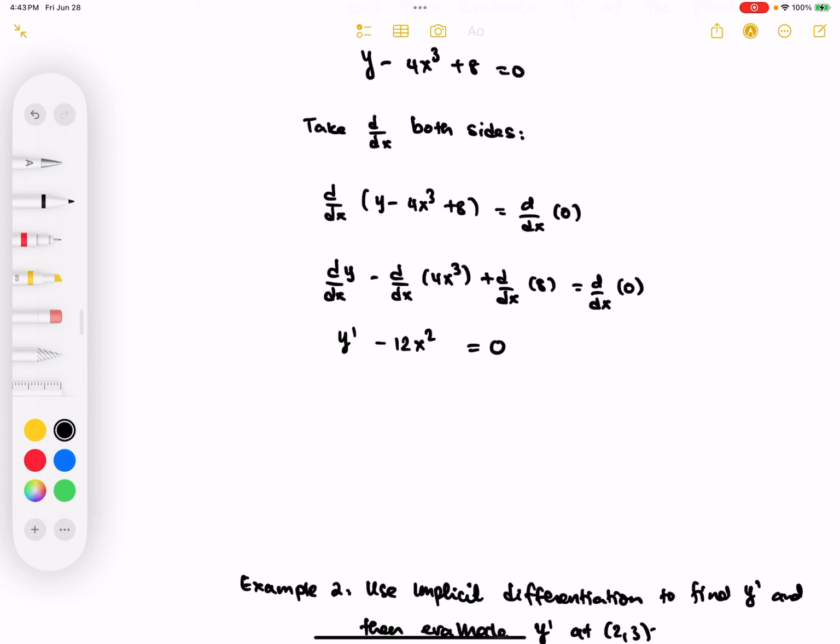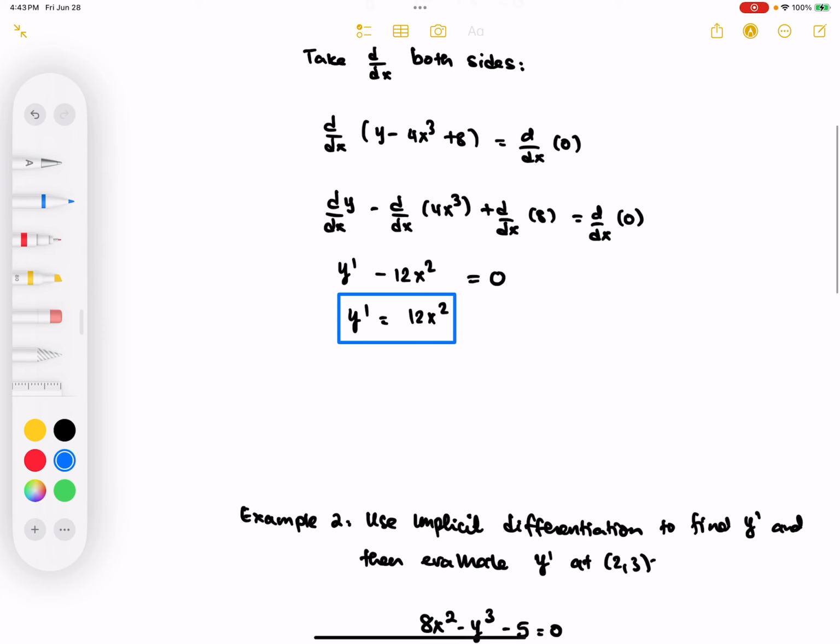So when you solve this one, y prime becomes 12x squared. That is the derivative. Now, what is the question? The second question is evaluating y prime at x is 3 and y is 10. That is 12, because this derivative is only dependent on the x value, so I have to plug in 3 squared. This is 12 times 9. This is 108. That is the value. So the derivative is only dependent on x.